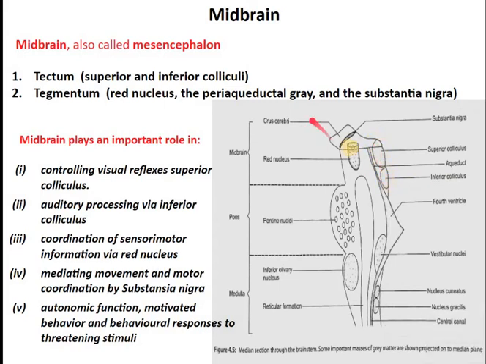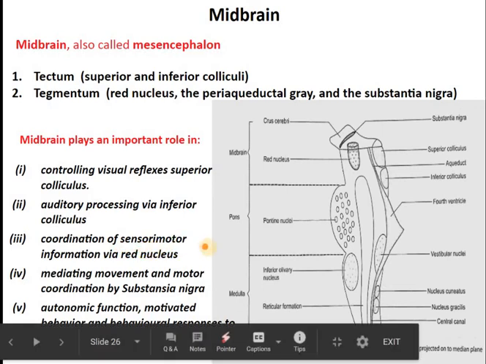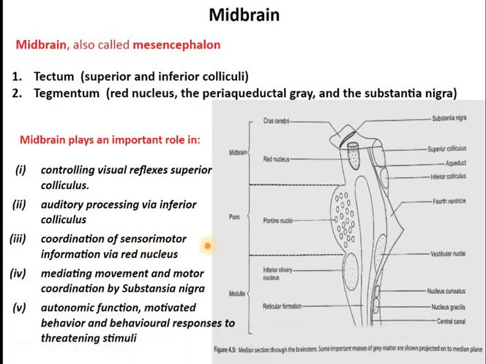Then the superior colliculus and inferior colliculus are part of the tectum. The function of the superior colliculus is to control the visual reflexes, and the inferior colliculus is associated with processing of the auditory responses. Then coordination of sensory motor information is done by the red nucleus, and the substantia nigra is responsible for controlling and coordinating the motor activities.